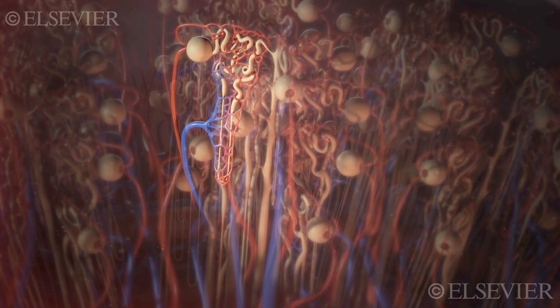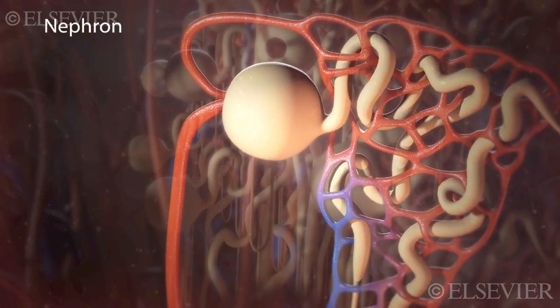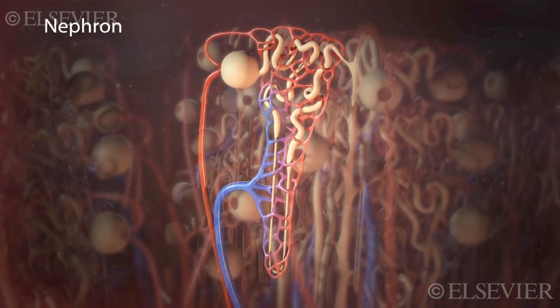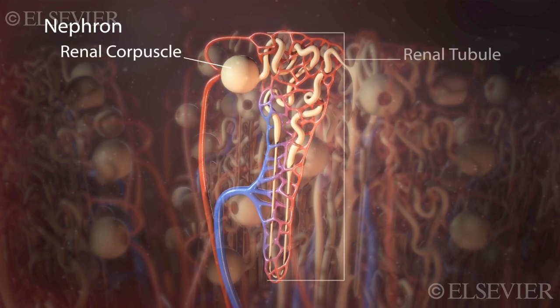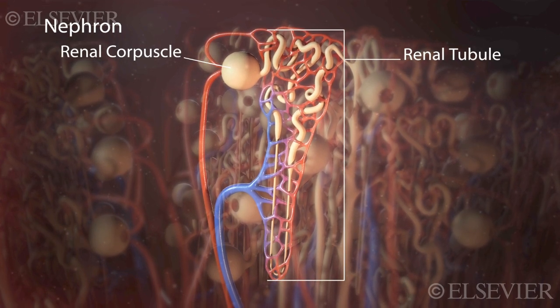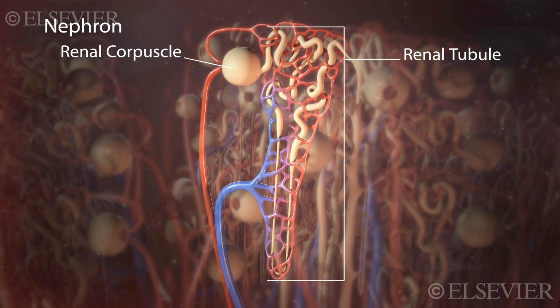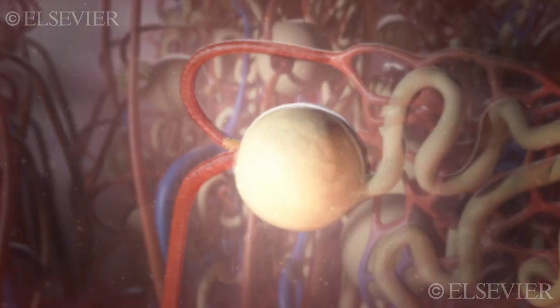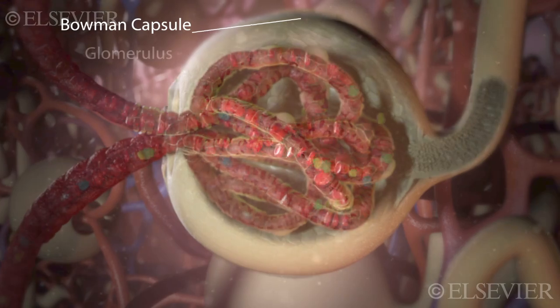There are more than 1 million functional units, called nephrons, within each kidney. A nephron consists of 2 parts, the renal corpuscle and the renal tubule. The renal corpuscle is the first part of the nephron and makes up most of the kidney's cortex. The renal corpuscle consists of the Bowman capsule and the glomerulus.